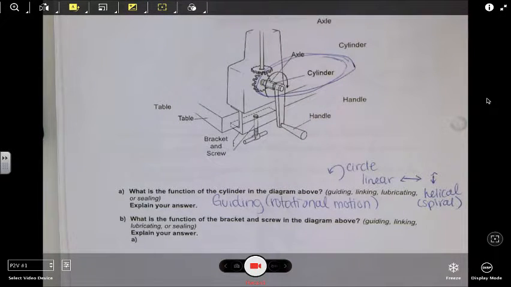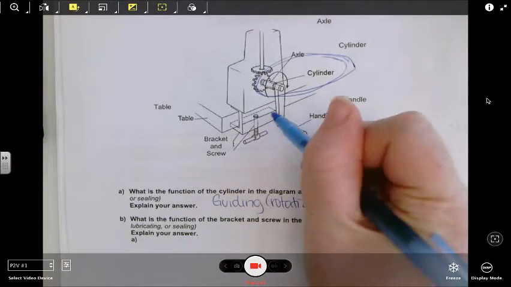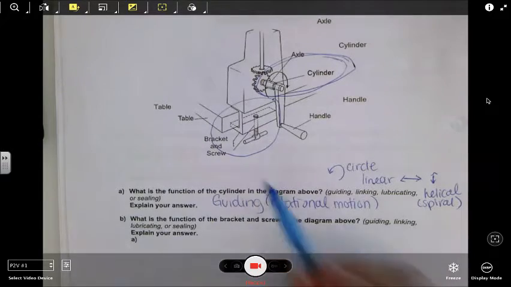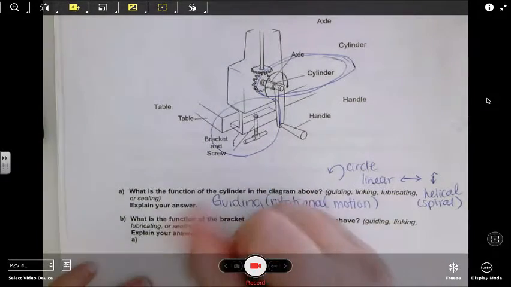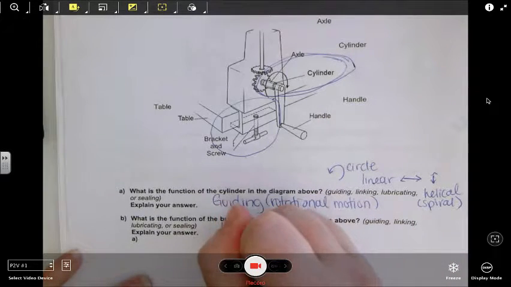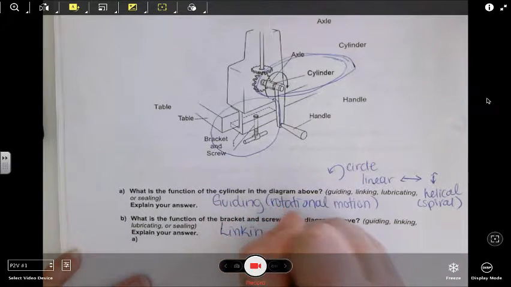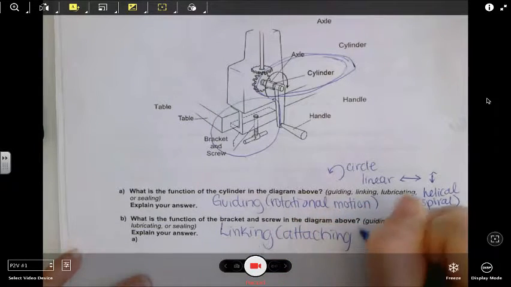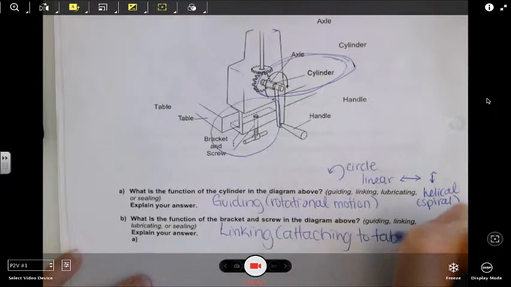The second one said, what is the function of the bracket and screw in the diagram above? So it's talking about this part here, and I find this picture to be a little bit unclear. But this part down here is supposed to be attaching it to the table, so that would be linking. So attaching to table.